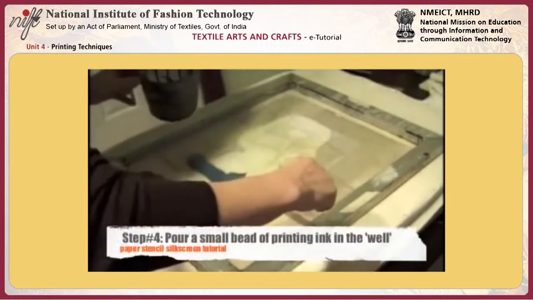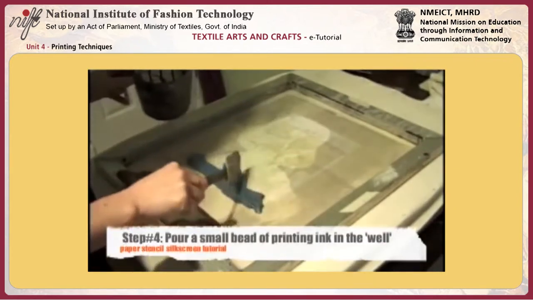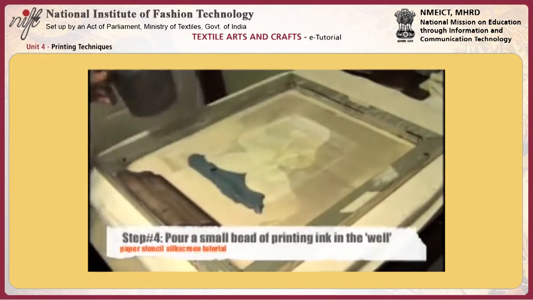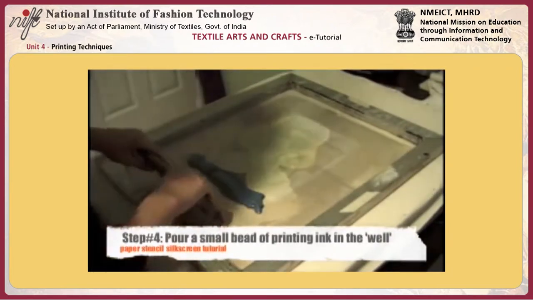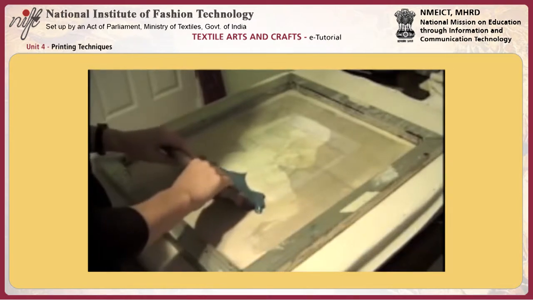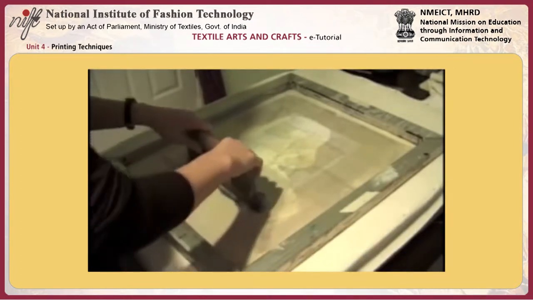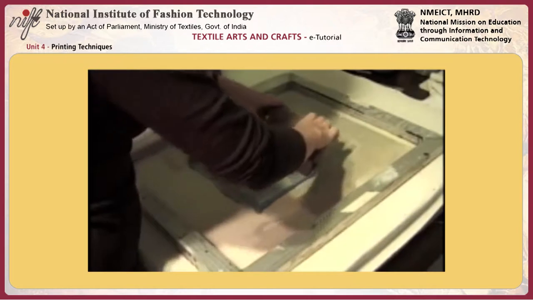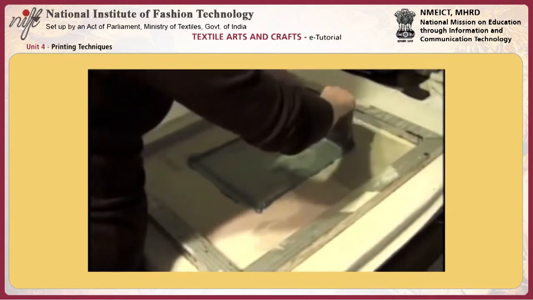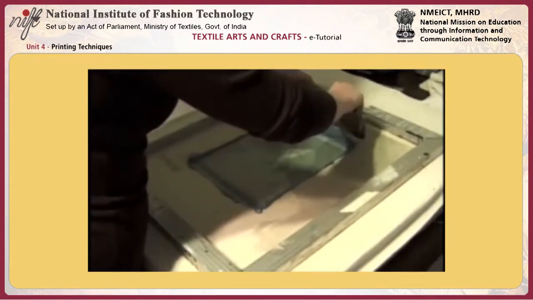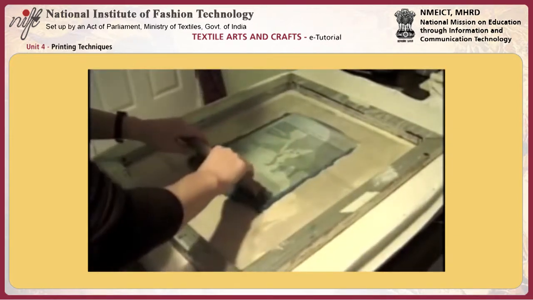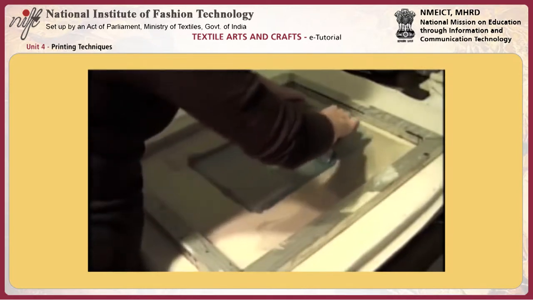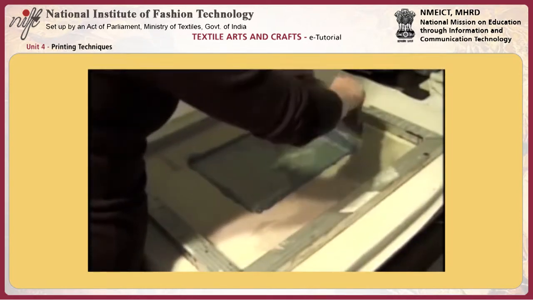I'm going to put down a fair bit of pigment. You're squeegeeing the pigment. This is called one pass, so we're going to do 4 passes with medium to hard pressure, keeping an angle the whole time.